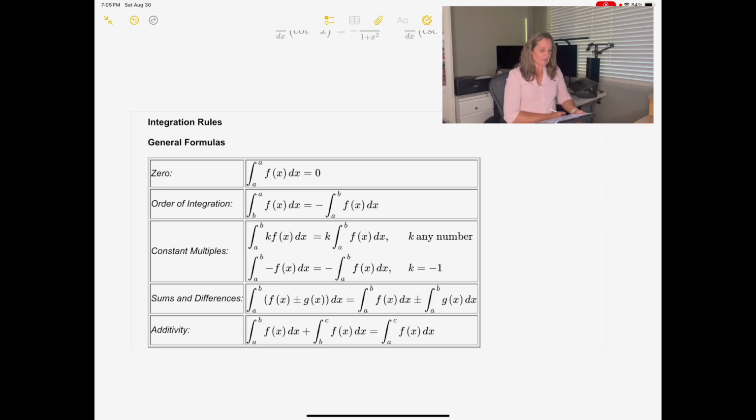For example, for definite integrals, the following rules: the integral from a to a of any function f of x is always going to be equal to 0. The order of integration: if we flip the bounds, upper and lower bound, then the sign in front of the integral changes. Constant multiple rule is when we have a constant multiplied by a function f of x, and we can just integrate the function and then multiply the result by a constant.